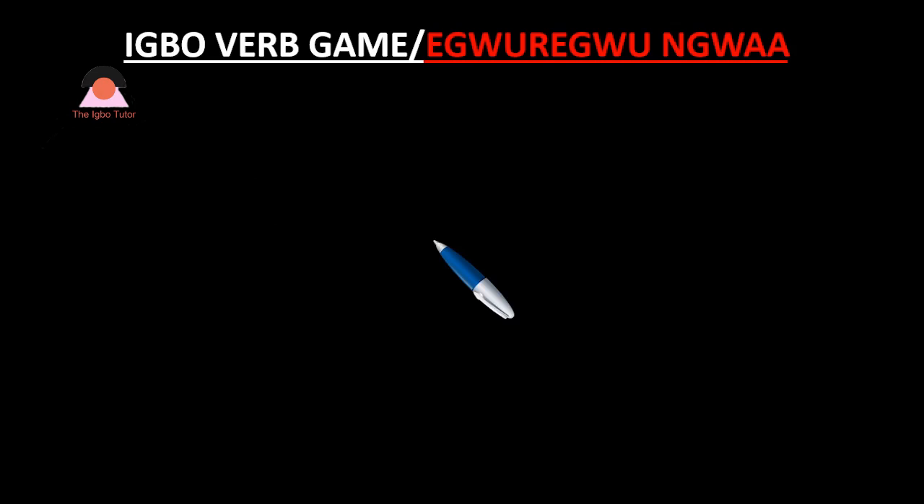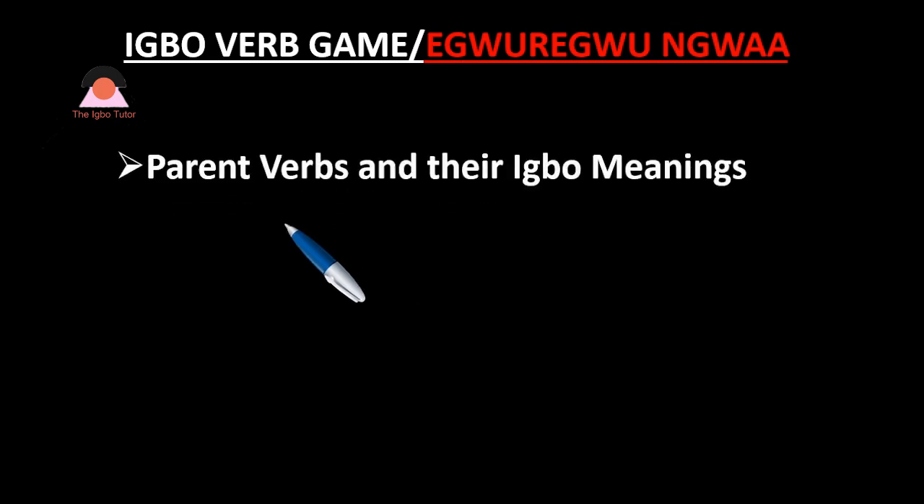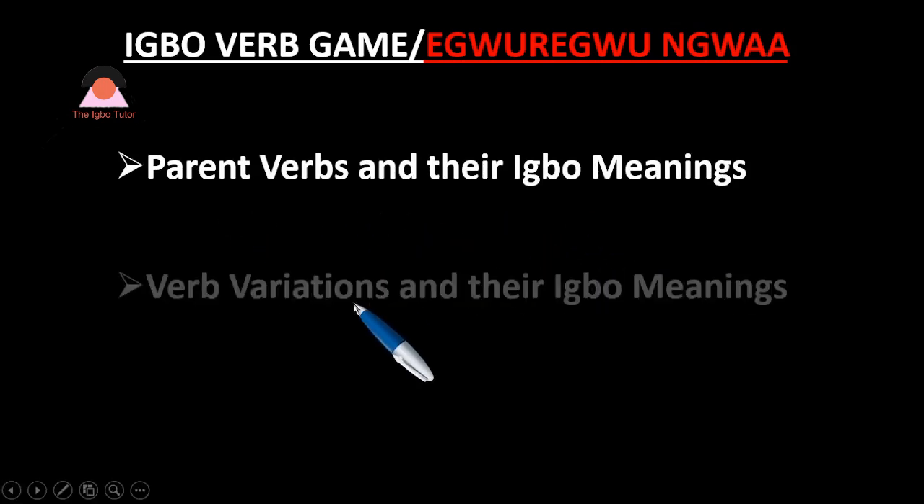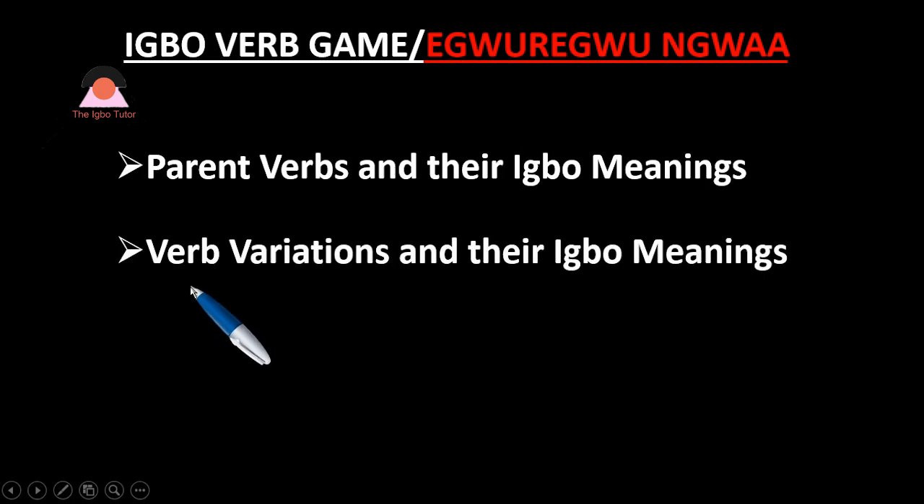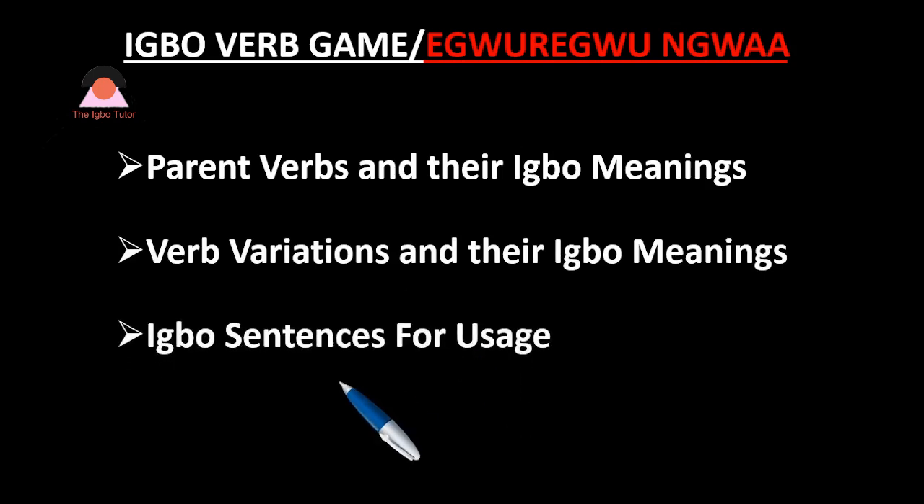This is part 2 of this series, Igbo Verb Game, Egwuregwu Ngwa. As you know, we usually break this into 3 parts. Number 1, parent verbs and their Igbo meanings. Second, verb variations and their Igbo meanings, where we break the verb down into its different forms and use them accordingly. Part 3 will be the Igbo sentences for usage: simple sentences that will explain how these Igbo verb variations are applied in sentences.